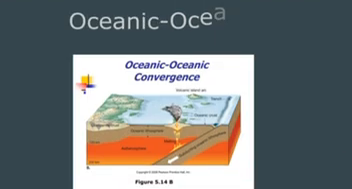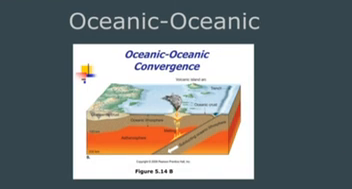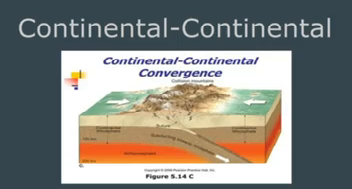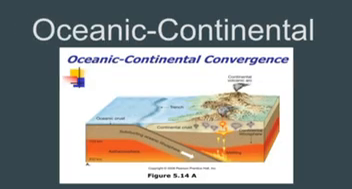In oceanic-oceanic boundaries, 2 oceanic plates collide with each other, and the denser oceanic crust subducts beneath the other, causing the formation of volcanic island arcs and trenches. In continental-continental collisions, 2 continental plates collide with each other, and again, the denser oceanic crust subducts, causing mountain ranges to form. Finally, in oceanic-continental boundaries, an oceanic plate collides with a continental plate, causing the denser oceanic crust to subduct, which forms continental volcanic arcs and trenches.